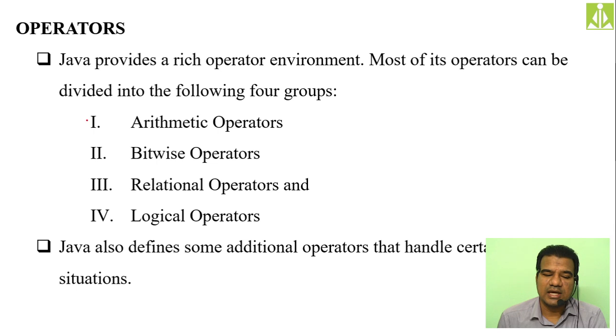The first one, the arithmetic operators. By seeing the name only, we can say what we are going to discuss over here. Then the bitwise operators, nothing new. Then relational and logical operators. Apart from these four categories, there are some additional operators also. When it comes, we will see that also. So not only arithmetic, bitwise, relational and logical, we also have additional operators in Java. So in total we can say 5 categories. The 4 regular types, and among the additional types, only one type of operator we will discuss, that is the conditional operator.